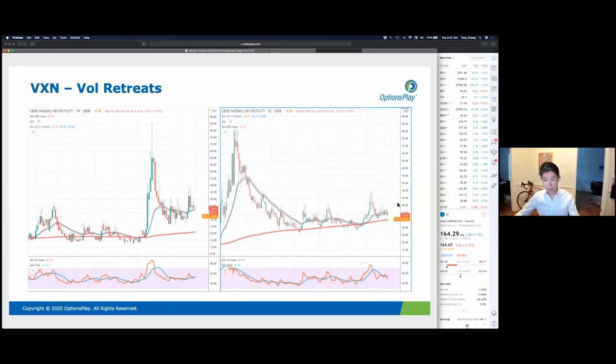When we look at volatility, it continues to retreat from that 40% level on the VXN, which is the NASDAQ 100 volatility index. The next test to the downside is the 200-day moving average, which, as you can see, has been rising for months and continues to provide support here, especially going into the election.